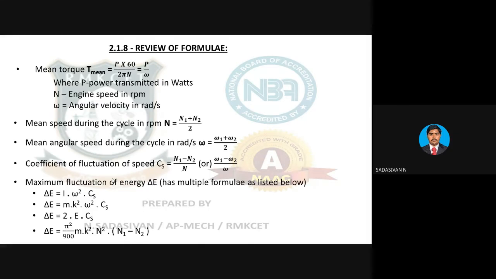If you look into each one, they are just written in a different form using some mathematical relationship. The general formula is the same. Instead of I, I am writing mk square. Instead of half mk square, it becomes 2 times the kinetic energy, because kinetic energy is half into mk square omega square. So 2 times the energy. In place of omega, if I put 2 pi N by 60, I will get this formula: pi square by 900 mk square N square into N1 minus N2. So depending on the data available in a given problem, you can use one of these multiple formulas.